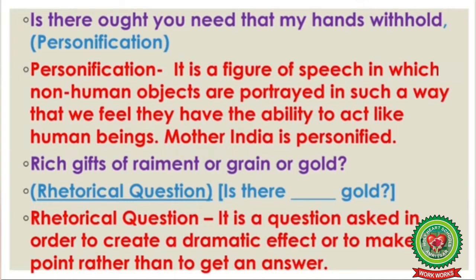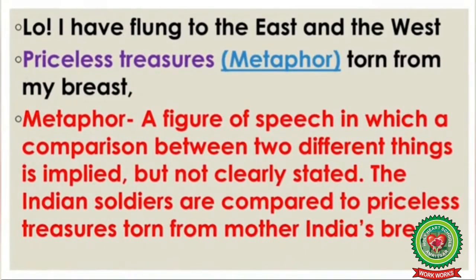So let us see the next lines. "Lo, I have flung to the east and the west, priceless treasures torn from my breast." Now she says that she has sent her priceless treasures. Now, who are her priceless treasures, children? They are her brave Indian soldiers.